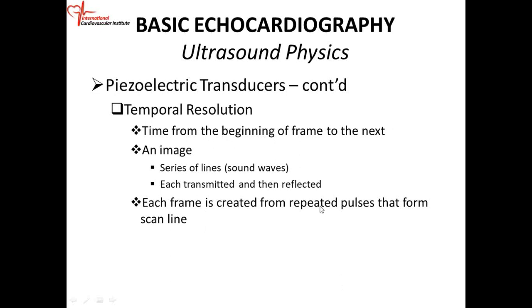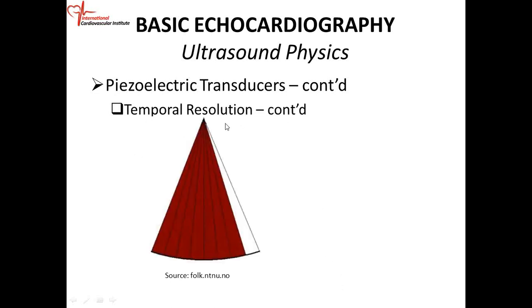Each frame is created by repeated pulses that form the scan lines, and we usually represent it like this. So this would be, say, one frame. Again, the frame rate is the time from the beginning of one frame to the next frame. So this would be a frame, and then the frame is made up of these scan lines. These are what we call the scan lines.